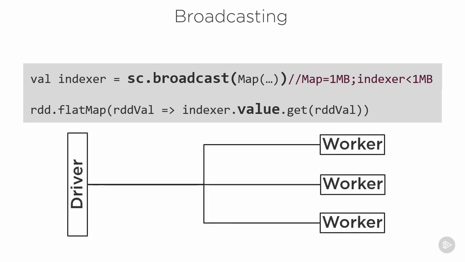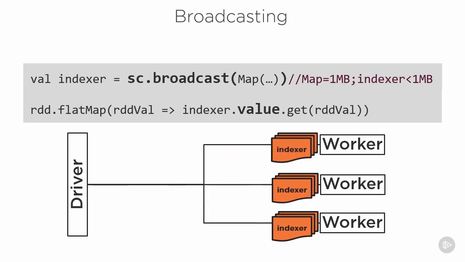So, what's happening behind the scenes? Well, our driver still has to create this 1 meg value and wrap it up. But then, instead of going across the wire for each execution, it only goes over the wire once for each worker. The workers then cache their version of the map for retrieval via the broadcast variable's value property. So, now the network footprint is merely the size of the map times the number of workers.